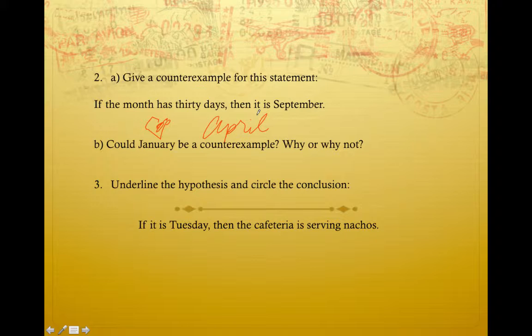So for a counterexample, you need something where the hypothesis is true and the conclusion is false. We want to underline the hypothesis and circle the conclusion. If it is Tuesday, so we're going to underline that, that's the hypothesis, then the cafeteria is serving nachos. The conclusion is the cafeteria is serving nachos, because that's the thing that follows the word then.